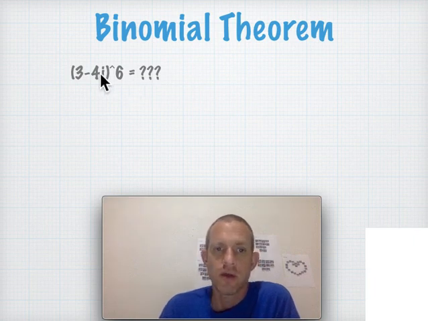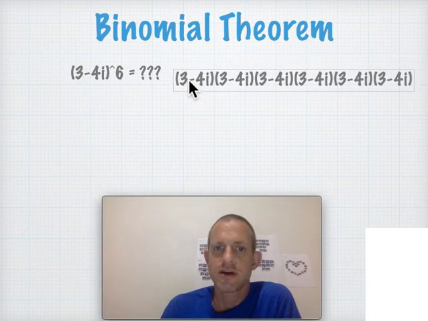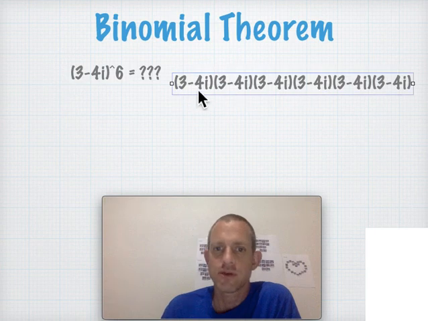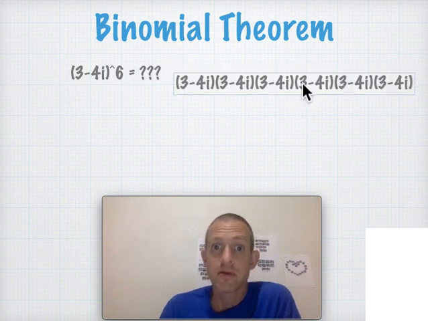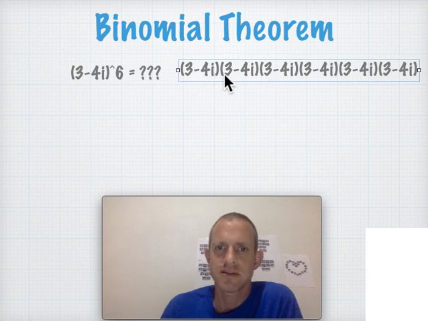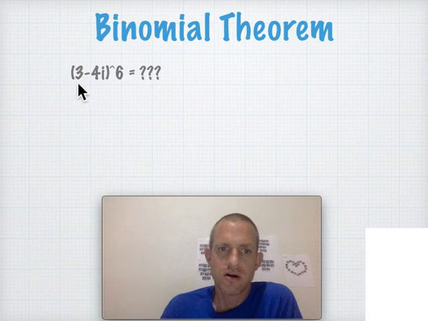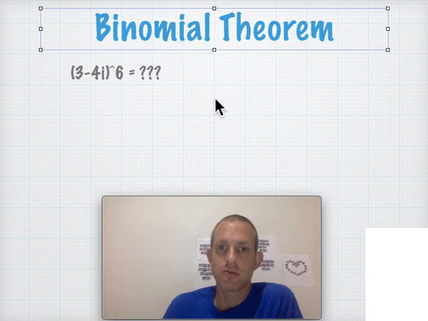One way we could do this: 3 minus 4i to the 6th just means 3 minus 4i times 3 minus 4i times 3 minus 4i, and so forth. We could FOIL and FOIL and FOIL and multiply, and it would take a long time, but it's doable. I'm not going to recommend you do that because it is going to take a long time. For problems like this, where you are taking two terms and raising it to a power, there's a shortcut, and that shortcut is called the binomial theorem.